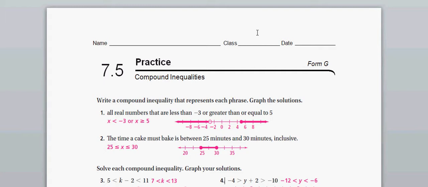In number 2, when we use the word inclusive, it's just a root form of include. So both of the 25 and the 30 should be shaded in.